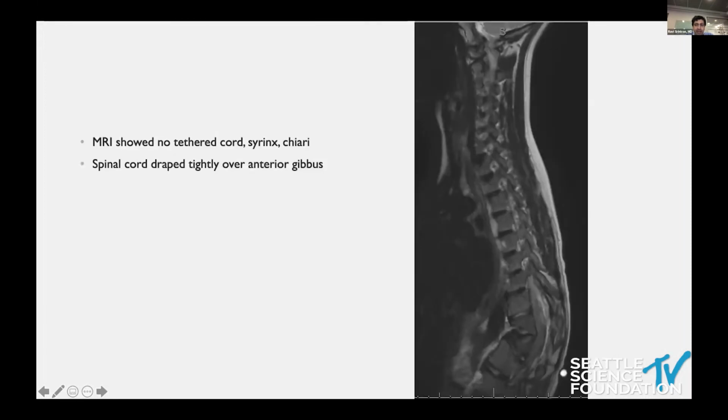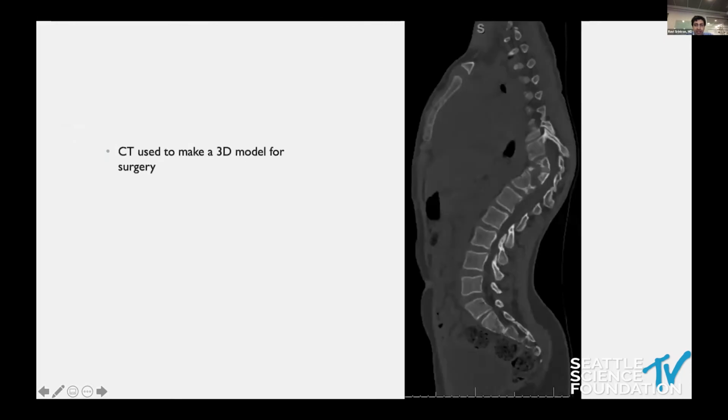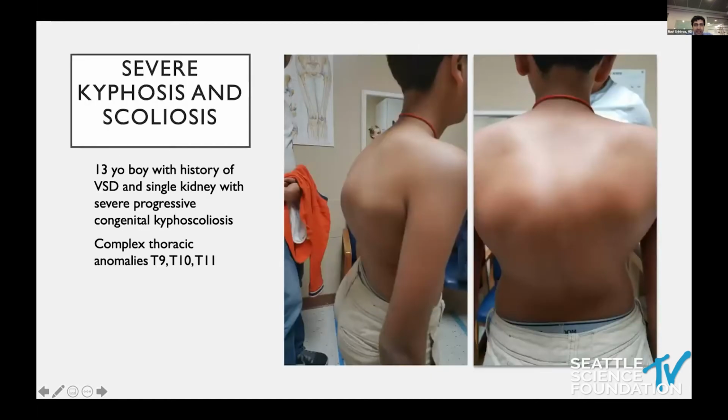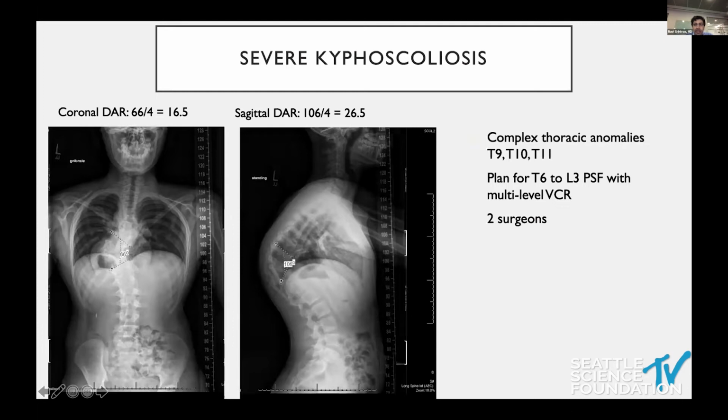He also had MRIs done. He has draping of his spinal cord over the gibbus of the deformity. And then the CT scan was used to make a 3D model, which we'll show you in a few slides. So here are clinic pictures of him at 13 years old, after the deformity had progressed to 105 degrees. Here's a close-up of the two.